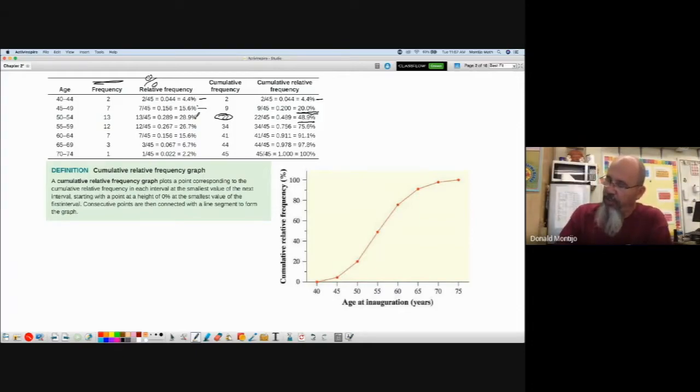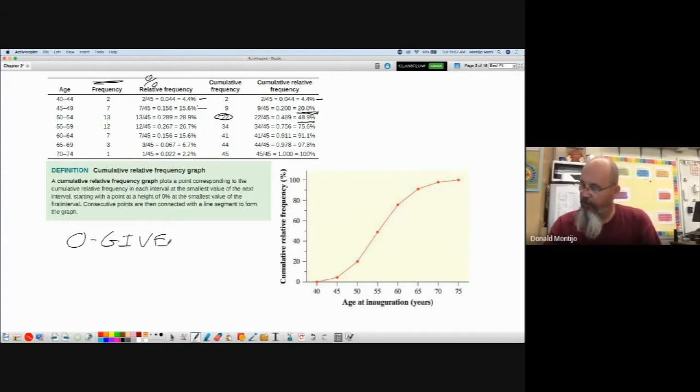Next, we're going to describe a cumulative relative frequency graph. I know that's a lot of words. They used to call this an ogive. Okay, that was the name of this kind of graph. Notice that it's always a step ladder effect. It's always going to increase from left to right. And the first dot will always be at 0%, and the last dot will always be at 100%.